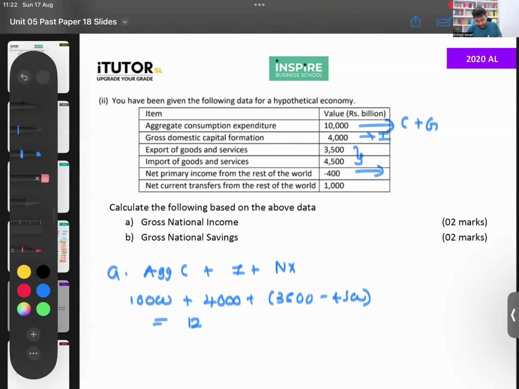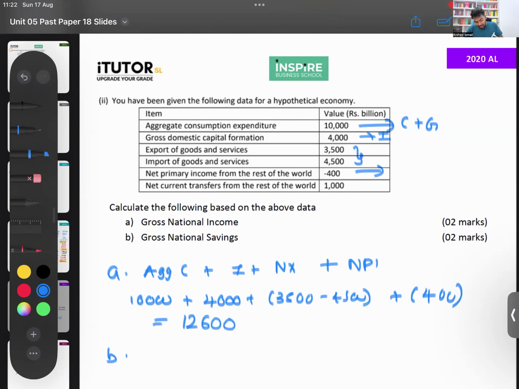Sorry, the GDP is 13,000 plus net primary income. Then you get GNI. So that is a minus 400. How much do you get? GNI is 12,600.